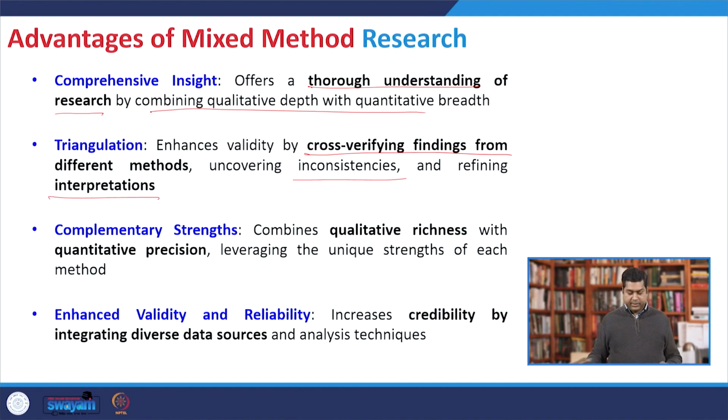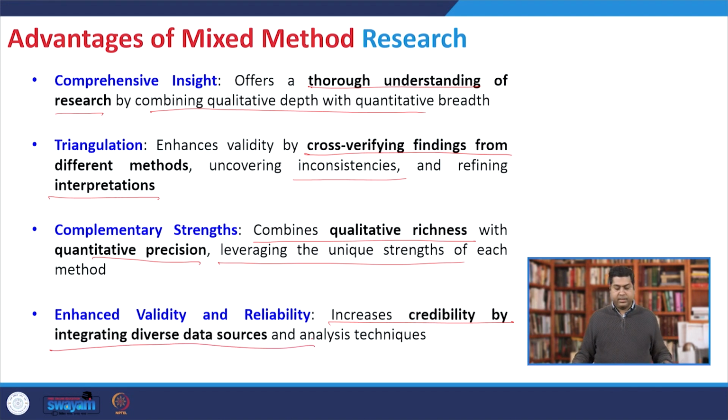Complementary strength, which we have already discussed, combines qualitative richness with quantitative precision. Whenever you apply the qualitative method in a proper way, the quality of your data is very rich, and you can capture kinds of behavior and complex phenomena which are sometimes difficult through quantitative techniques or methods. But at the same time, empirical evidence has much more precision and fewer biases, so it combines both. By that, it is leveraging the unique strength of each method. Next pointer is enhanced validity and reliability. Mixed method increases credibility by integrating diverse data sources and different analysis techniques, where we can look at different approaches simultaneously or in sequence to bring out certain meta inferences.